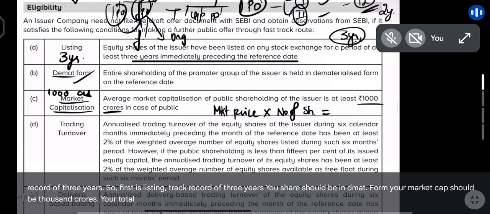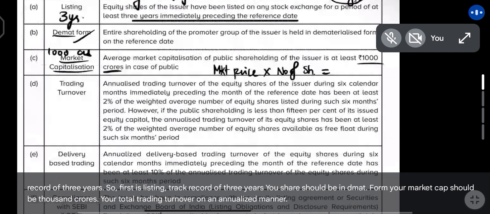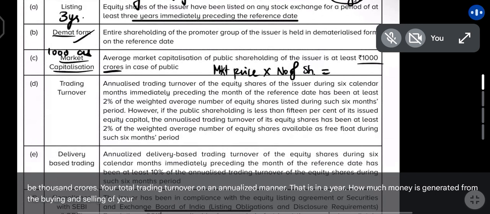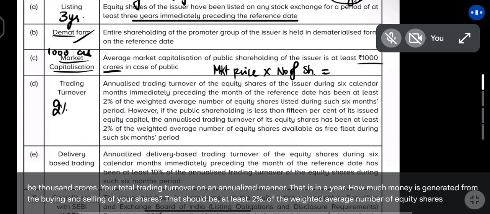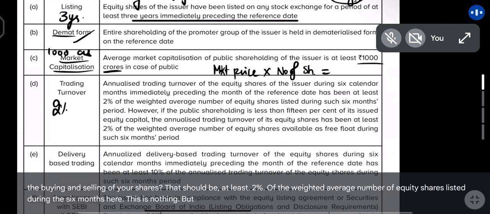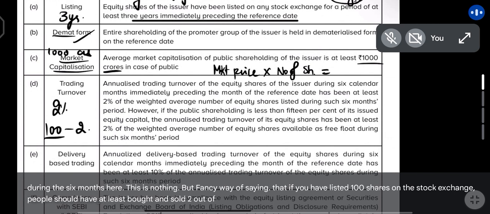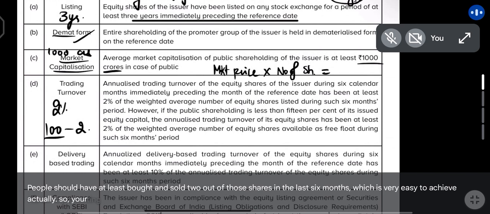Your total trading turnover on an annualized basis, that is in a year, how much money is generated from the buying and selling of your shares, that should be at least 2% of the weighted average number of equity shares listed during the 6 months period. This is nothing but a fancy way of saying that if you have listed 100 shares on the stock exchange, people should have at least bought and sold 2 out of those shares in the last 6 months, which is very easy to achieve actually. So your shares should have changed hands 2% of the time on average in the last 6 months.